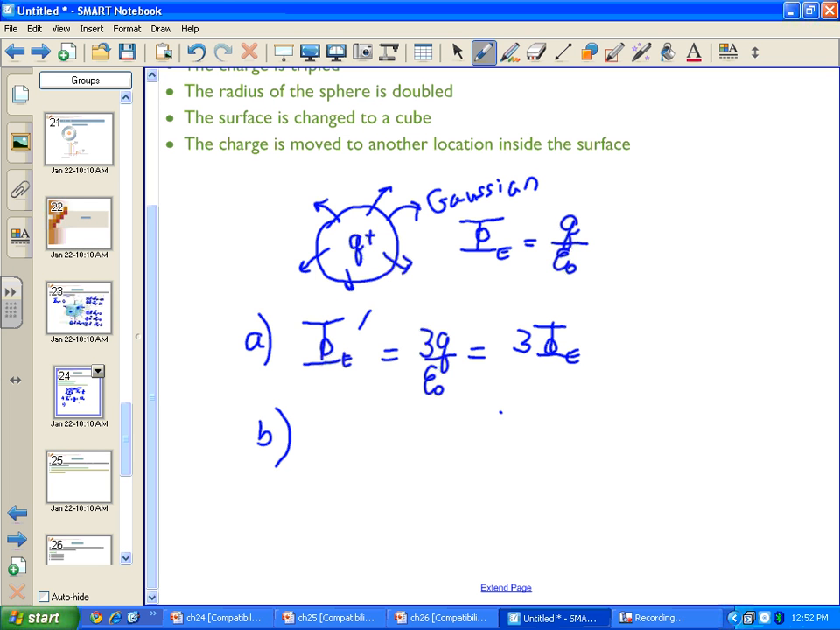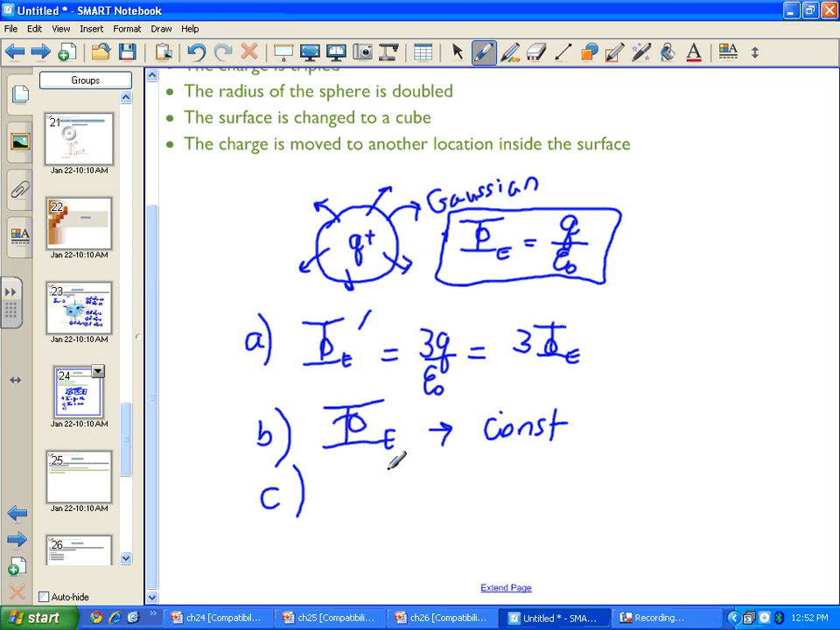In part B, we're asked to determine what happens if the radius of the sphere is doubled. Well, you can see that in using Gauss's law, there is no dependence whatsoever on the size of the Gaussian surface, or even for that matter, the type of Gaussian surface, as long as it's closed and as long as the charge is inside. All that matters is that the electric flux can be measured by the quantity of charge inside divided by the permittivity of free space. So in this case, we can say the flux remains constant.